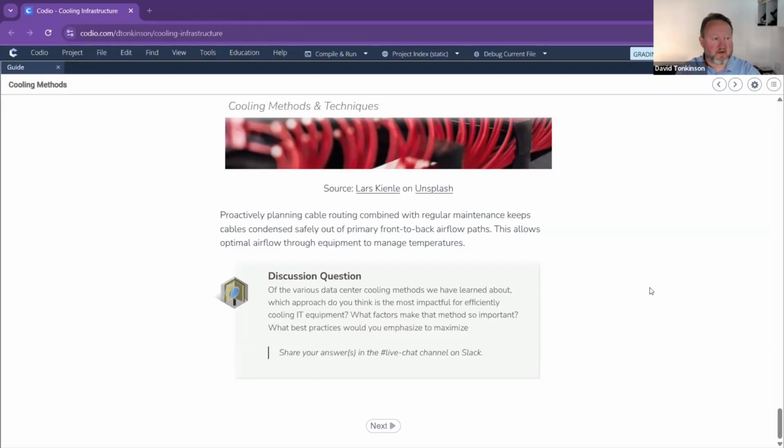Water cooling from Stefan. Omar says water cooled. Why is water cooled more efficient than air cooled? Good question for you there. I'm throwing that one out to you all.